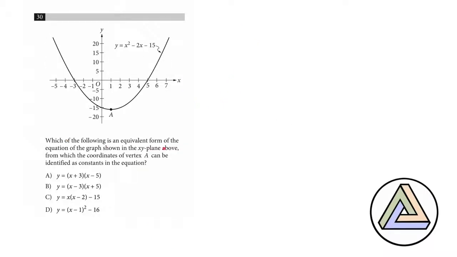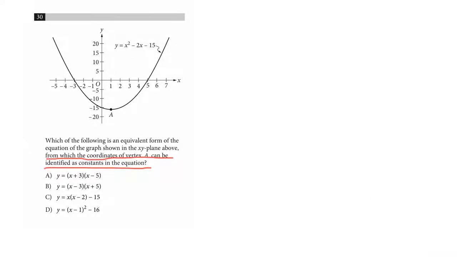Okay, which of the following is an equivalent form of the equation of the graph shown in the xy plane above, from which the coordinates of vertex A can be identified as constants? It's really that last part that's the interesting part. From which the coordinates of vertex A, which is right there, can be identified as constants in the equation. Well, let's get clear about what the coordinates of vertex A are. Let's take a look at that.